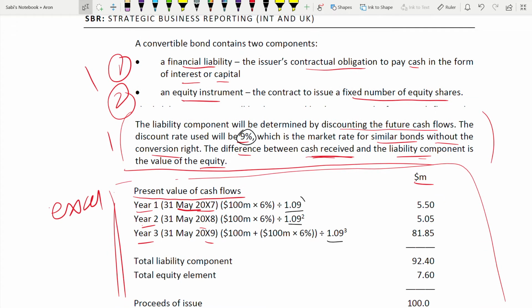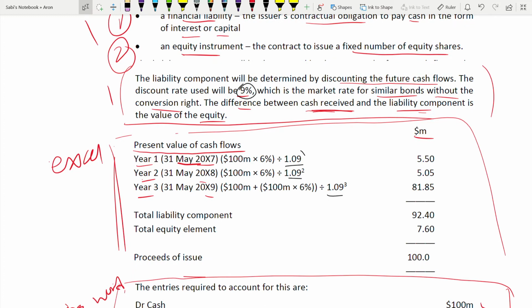So 100 into 6%. The interest will be 6% of 100. That means it will be 6, right? 6 is the interest. Now when you're coming to the third year, just see, this 100 is the principal amount that you're receiving. And this is the interest component, 100 into 6%. So principal amount plus interest, and then you discount it.